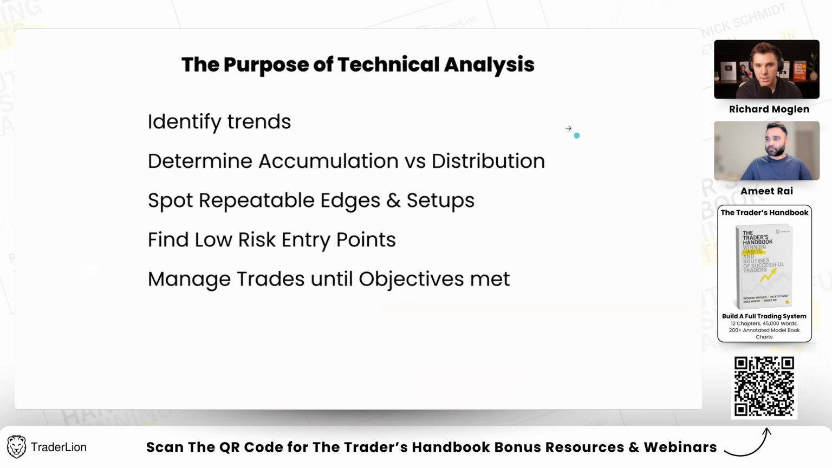This is the real purpose of technical analysis. 1, to identify trends. 2, to determine accumulation and distribution. Look for edges that we'll discuss today as well as in the next webinars. Spot repeatable edges and setups. Again, we'll talk about that more next webinar, and entry tactics in the webinar after that. And then lastly, well, actually not lastly, finding low risk entry points using those entry tactics. And then lastly, managing trades once we enter a position until our objectives are met.